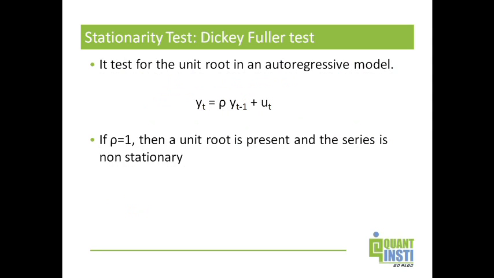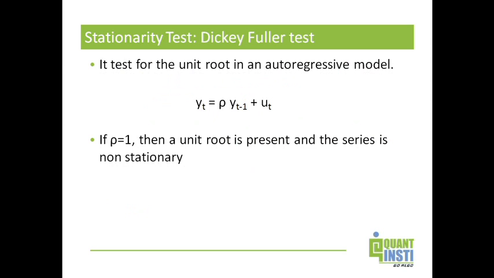So anyway, now back to the stationarity test. You have a very simple test, which is the Dickey-Fuller test. It is named after the two researchers who built this test. What we need to test is the unit root in an autoregressive model. The unit root is this rho over here. If rho is equal to 1, then a unit root is present and the series is non-stationary.